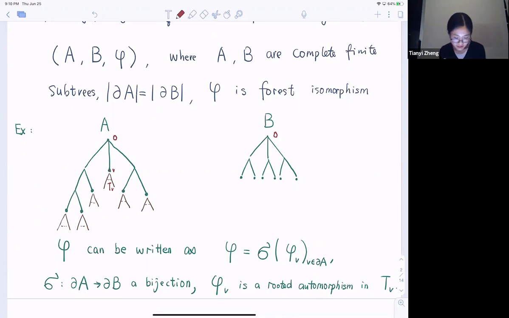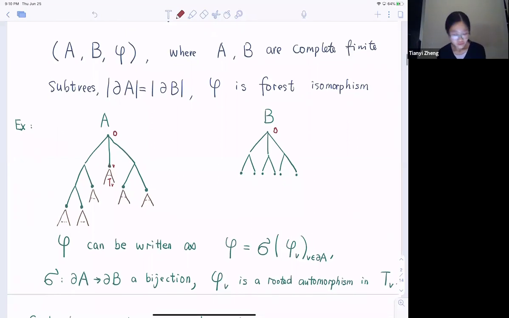Of course, this tree diagram is not unique. You can always grow it to the next level and have a bigger A and B. So two such triples are equivalent if you can enlarge them to the same picture. And then elements in N can be thought of as equivalence classes of such triples. So this is the definition of the group. Any questions?